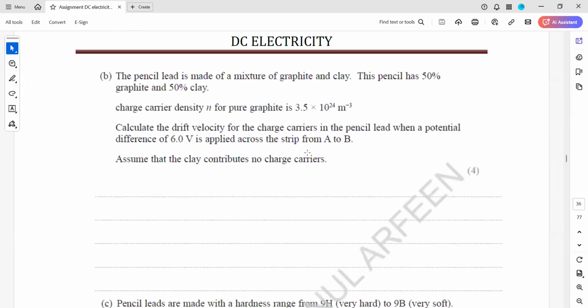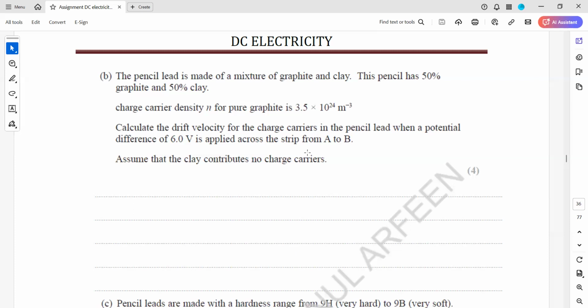The pencil lead is made of a mixture of graphite and clay. The clay is there to bind it as well as to make it smooth, so it can easily slide and reduces the friction. This pencil has 50% graphite and 50% clay.